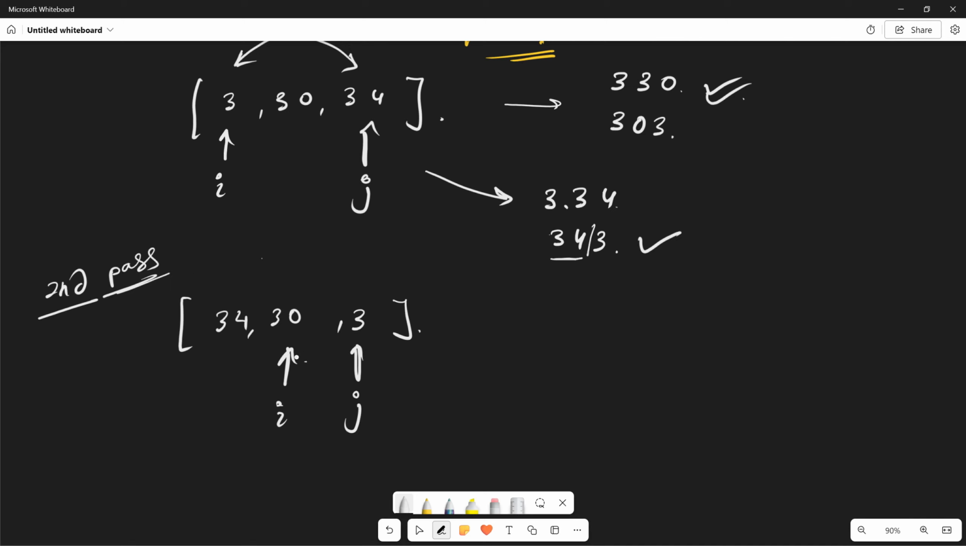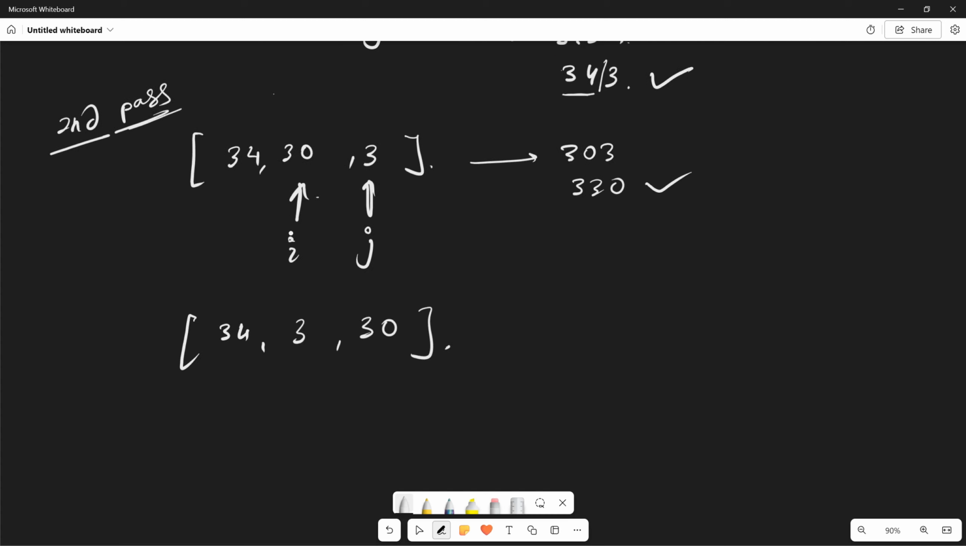In the second pass, we will again compare 30 and 3. So we can form 303 and 330. Which one is greater? 330. So we will swap the values. After swapping, the array would look like this. Okay, fine. Now the j pointer will go out of bound and the ith pointer will be incremented to this position.